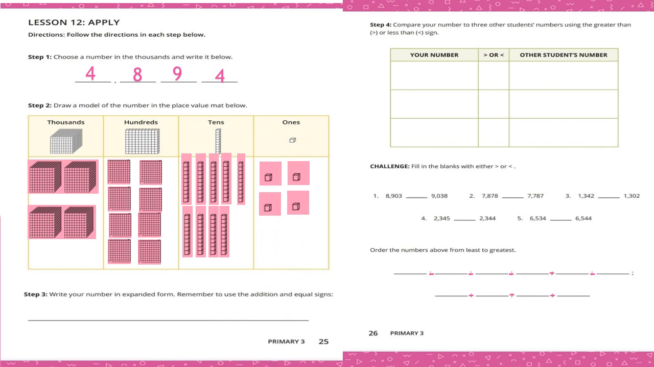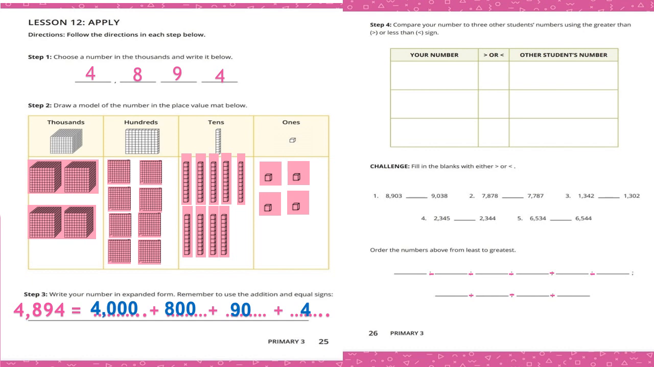Step 3. Write your number in expanded form. Remember to use the addition and equal sign. We have here this number, 4,894. To write this number in the expanded form, we have here 4,000, so we write 4,000 plus 800 plus 90 plus 4.